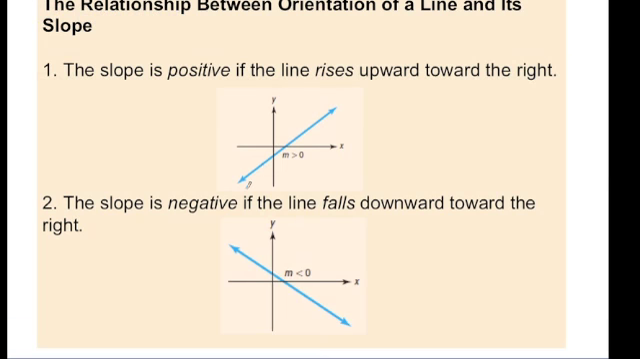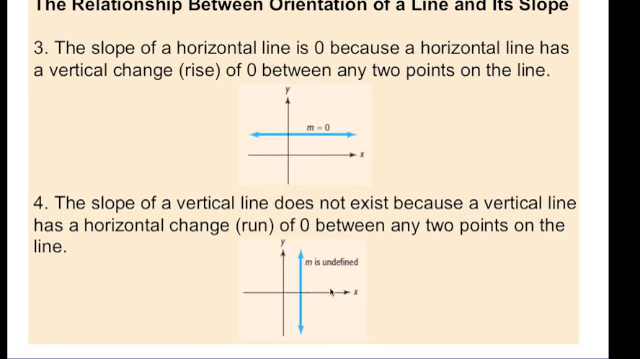The slope of a line is positive if it rises upward towards the right. So as you go left to right, it goes up. That slope is positive. If it goes down or falls towards the right, so as it goes left to right, if it goes down, that slope is negative. Those are helpful things to remember.